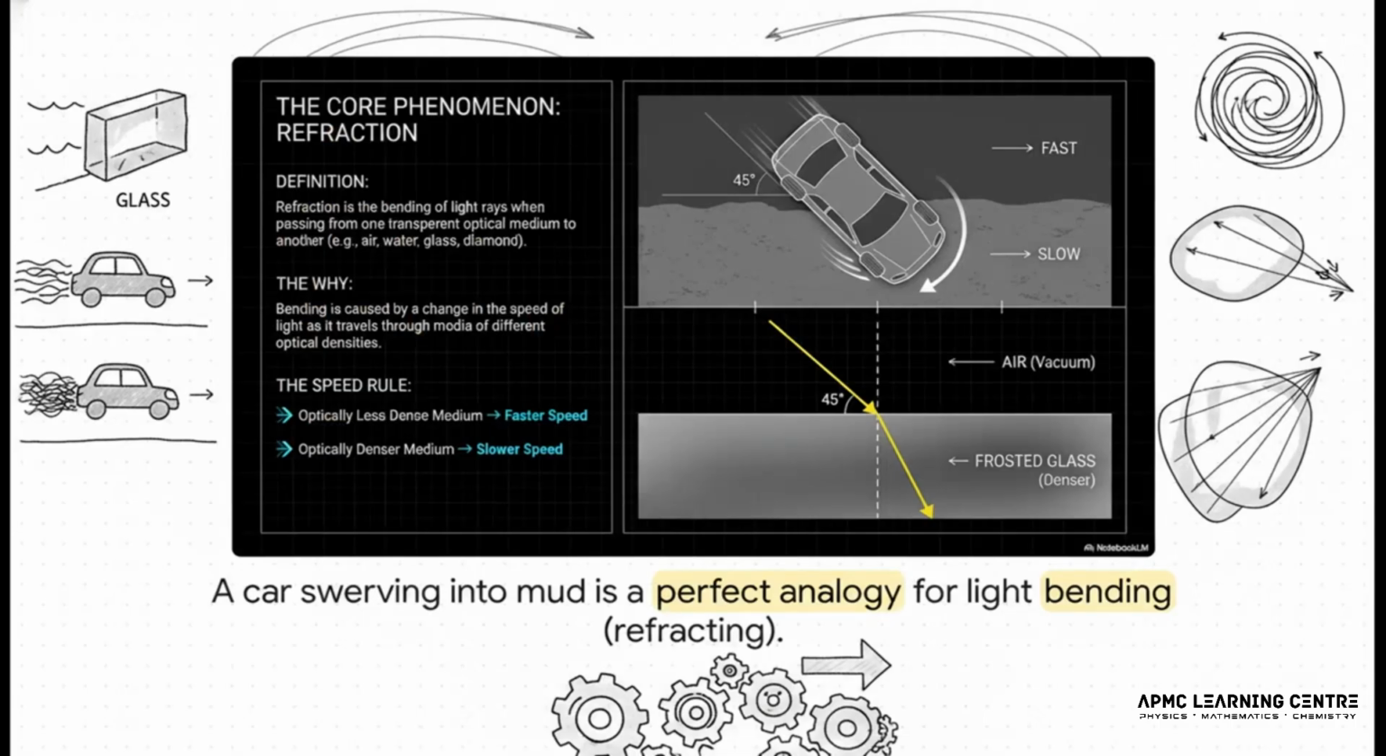And here's the why. It's all about speed. The wheels in the mud slow way down, but the wheels still on the pavement are going full speed. And that massive difference in speed is what forces the car to pivot, to turn. Well, guess what? Light does the exact same thing. When it's traveling through one thing, say air, and then suddenly hits another, like glass, its speed changes. And that change in speed is what makes it bend.